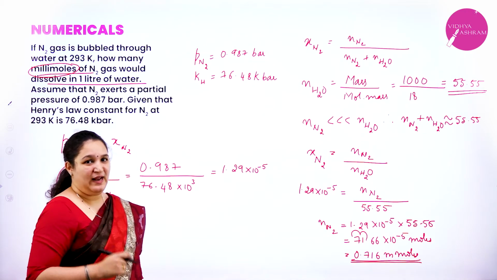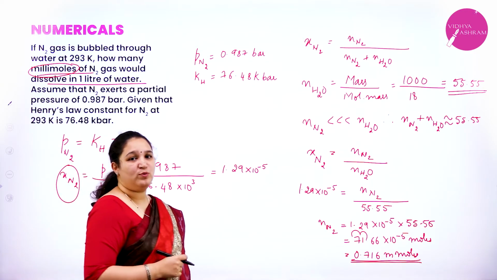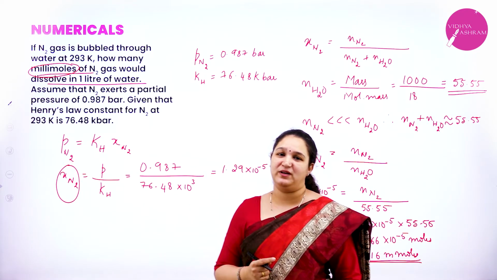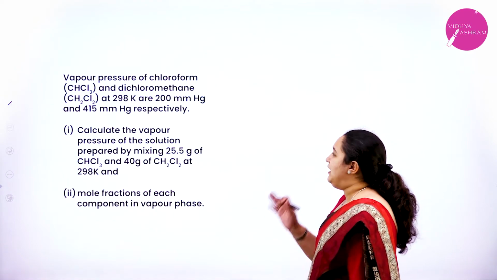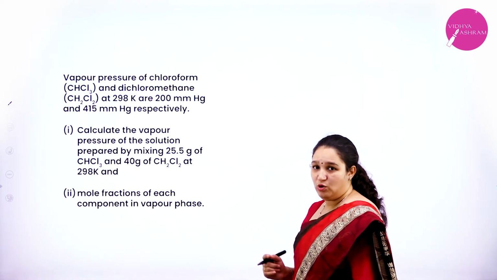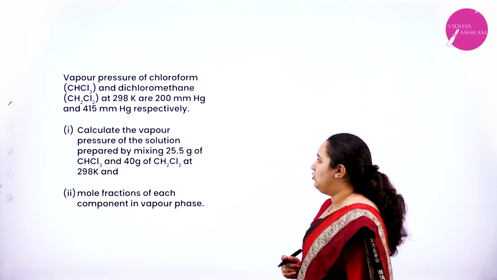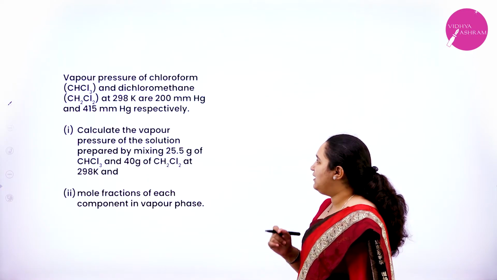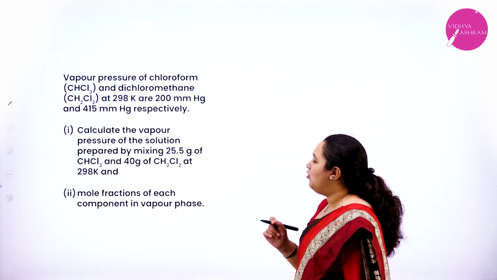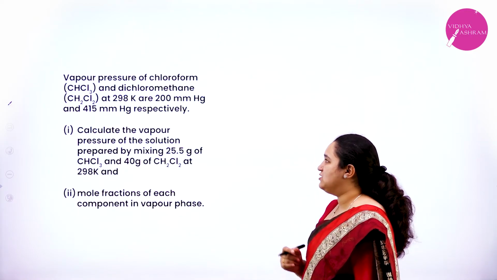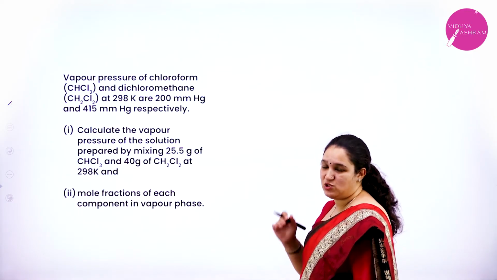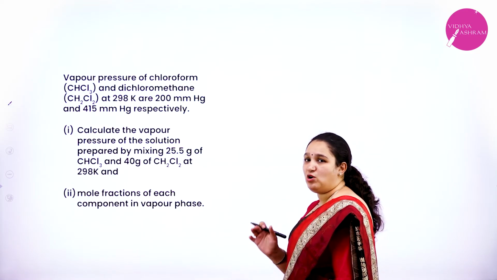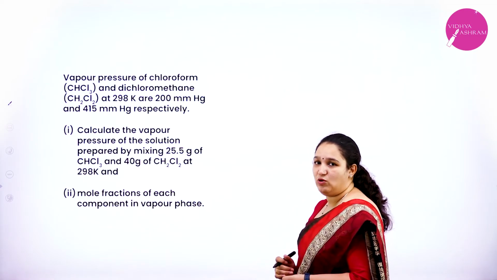Okay, so we'll have to solve one more problem today. We'll see the next numerical. The vapor pressure of chloroform and dichloromethane at 298 Kelvin are 200 millimeters of mercury and 415 millimeters of mercury respectively. So what have they given? They have given us the vapor pressure of the pure components, chloroform and dichloromethane.